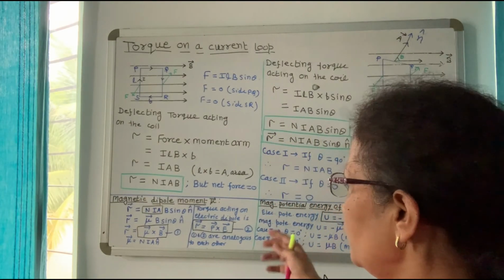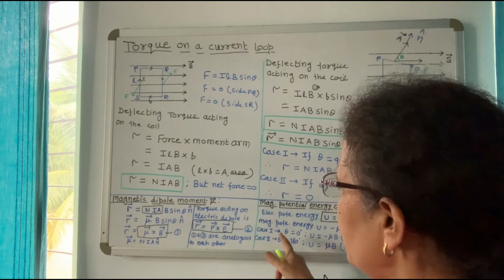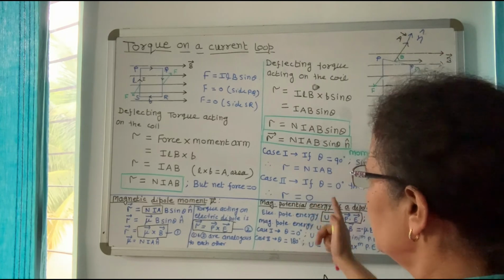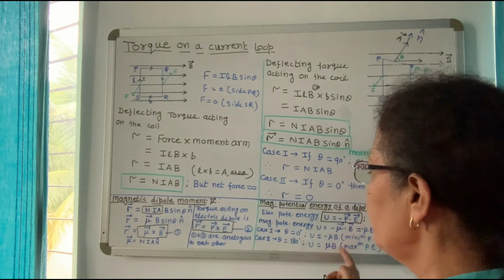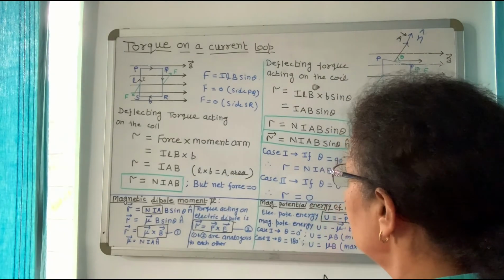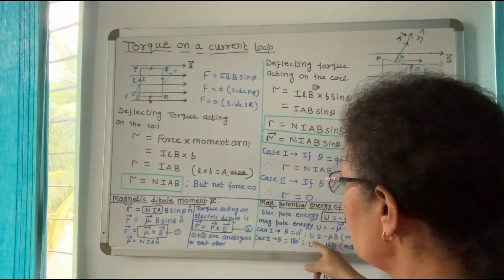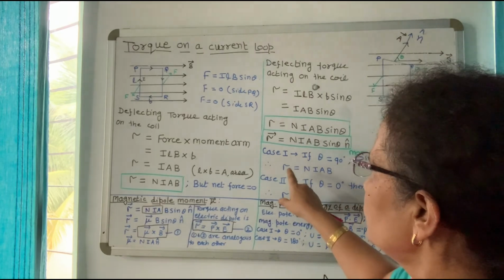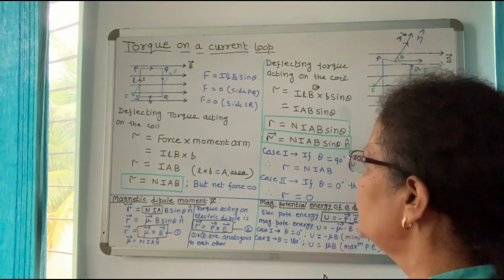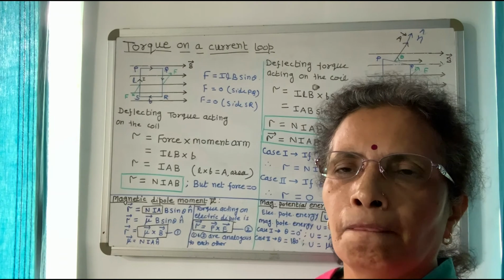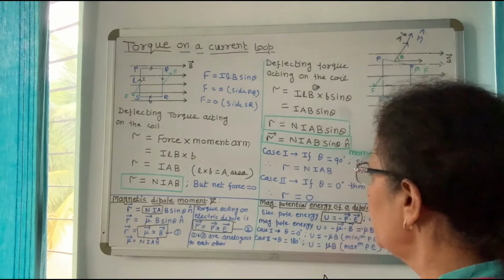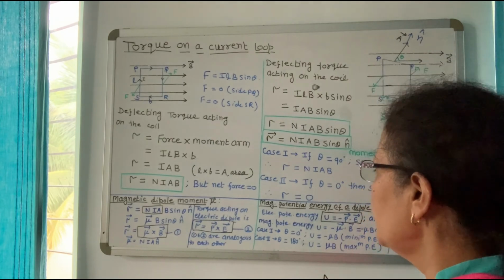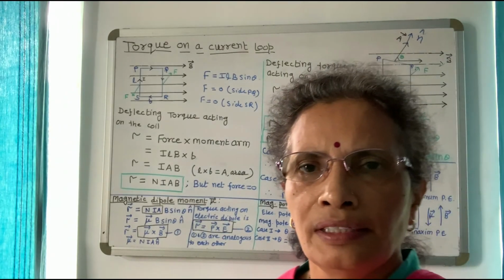In this way, the potential energy is minimum when the angle is 0, and at the same time the torque is also minimum. Potential energy is maximum when the angle is 180 degrees, and in between, the potential energy is 0 when the angle is 90 degrees. At that time the torque is maximum, equal to NIAB. So these two quantities, electric potential energy and magnetic potential energy, are analogous to each other. Okay, thank you.